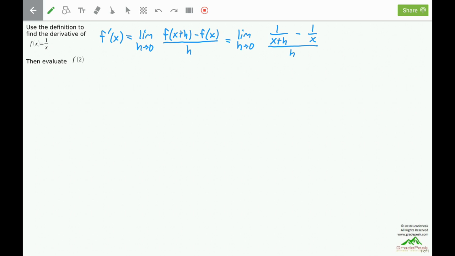So what we're going to do with this is multiply the two fractions to get a common denominator. What we have in the denominator right now is an x plus h in the one fraction and an x in the other fraction. The common denominator is always done by multiplication, never by addition. So we have to multiply the two. We need an x times an x plus h.